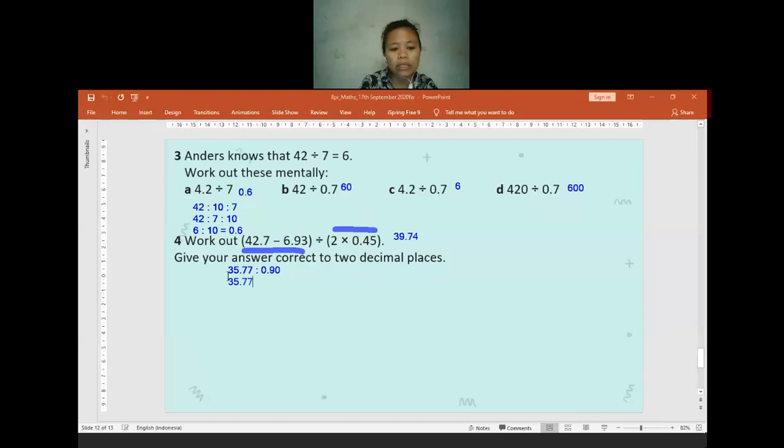We have 2 times 0.45. 2 times 0.45 will be 0.90, or we can write it as 0.9 only. After that, you can calculate this like normal: 35.77, you multiply it by 10. After that, you divide the result by 9. Since the question asks you to write the answer correct to 2 decimal places, it means when you calculate, you have to find 3 decimal places. From there, you round off to get 2 decimal places.